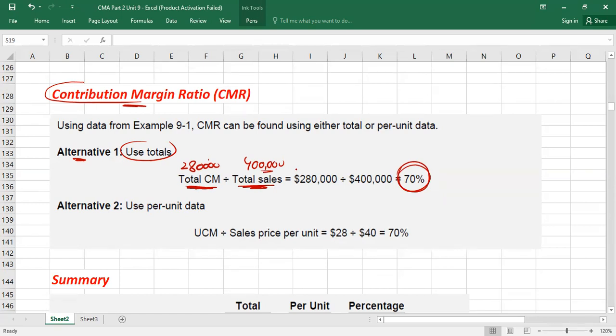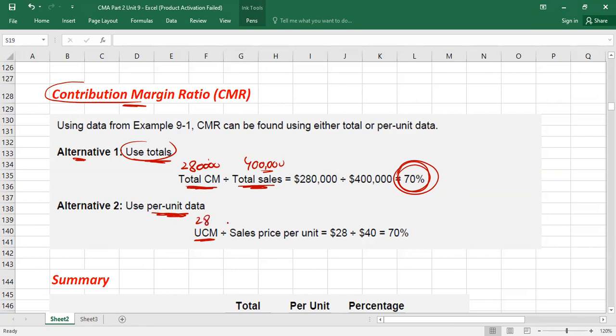I can also calculate the same percentage by using per unit data. Here I have used total data, but I can use per unit data also. How? I can take the unit contribution margin. Do you remember? It was selling price per unit minus variable cost per unit. So it was $28 in my example.